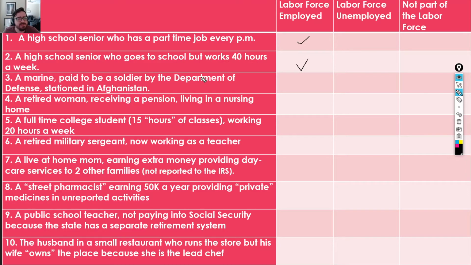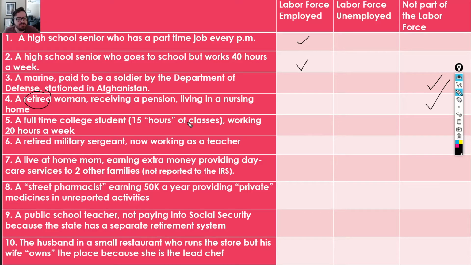A Marine paid to be a soldier by the Department of Defense stationed in Afghanistan. Military is not counted. They are not civilians, so they are not treated as part of the labor force. So a Marine, even if they're getting paid by the government, doesn't count. Retired woman receiving a pension living in a nursing home. Retirees are out of the labor force. That means you've left the labor force.